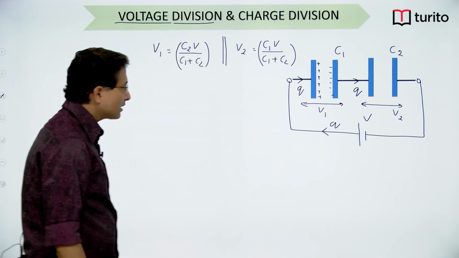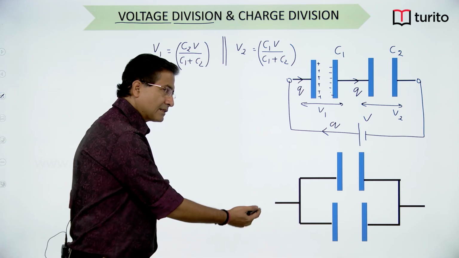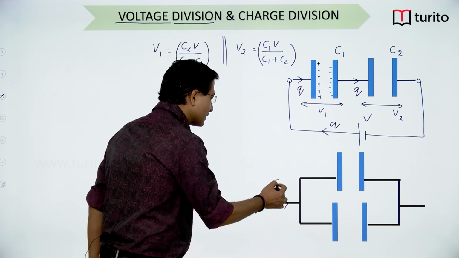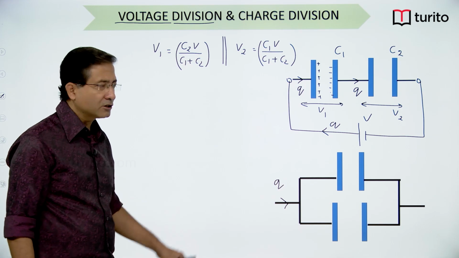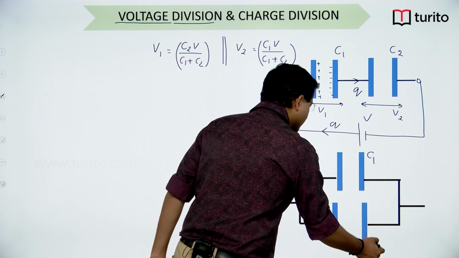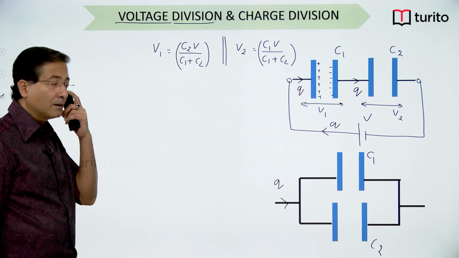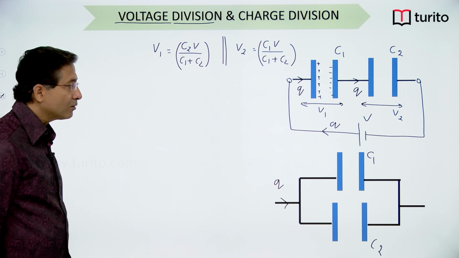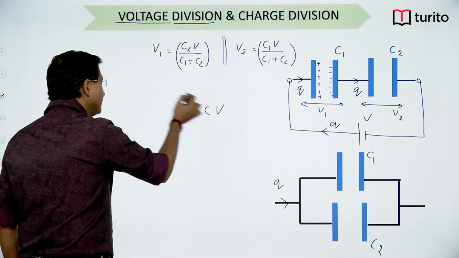Now, let us see charge division. So, second circuit, charge division. Assume that Q charge comes into a parallel combination of capacitors C1 and C2. So, this is C1, this is C2, right. Same logic I can put here, because both are connected in parallel, they will have the same voltage. Q is equal to CV.